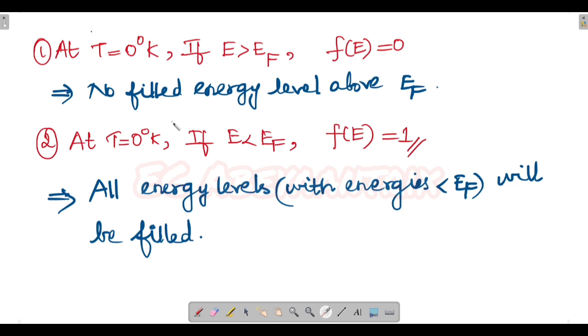Considering the Fermi energy level, if E is greater than EF, then the probability will be 0. There will be no filled energy levels above this Fermi energy level. And if E is less than EF, then the probability will be 1, so all the energy levels less than the Fermi energy level will definitely be filled. These are the two important cases. Keep the temperature also in mind: 0 degree Kelvin, that is at absolute temperature.